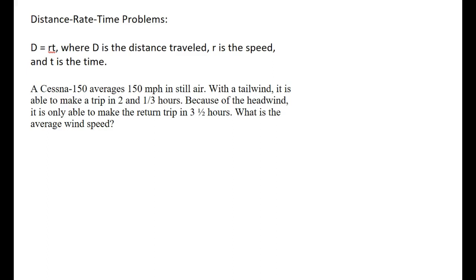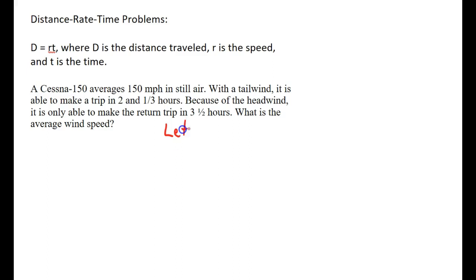A Cessna 150 is an airplane, and it averages 150 miles per hour in still air. With a tailwind, that means with the wind pushing it, it's able to make a trip in 2 1/3 hours. Then when it goes on the return trip, it's going against the wind, so it takes 3.5 hours. What's the average wind speed?